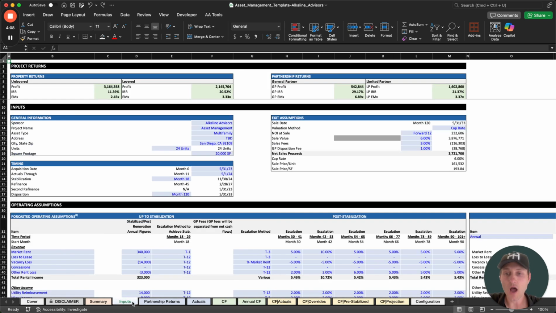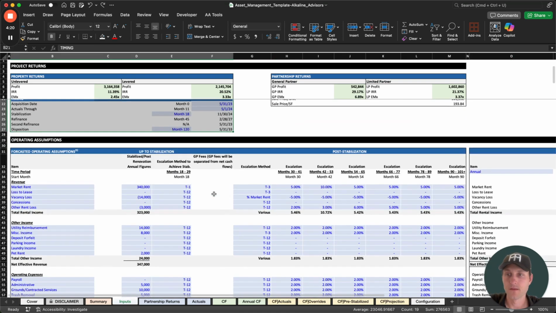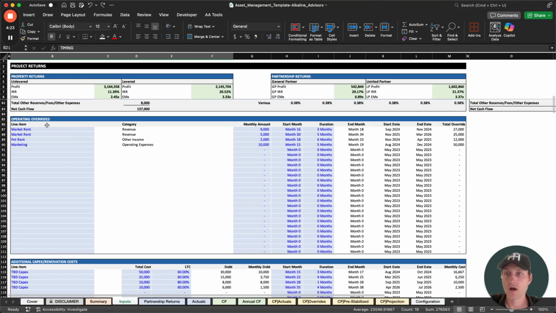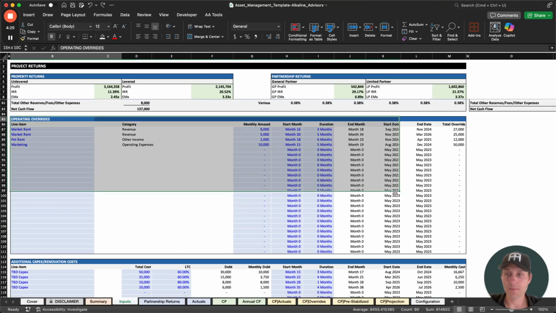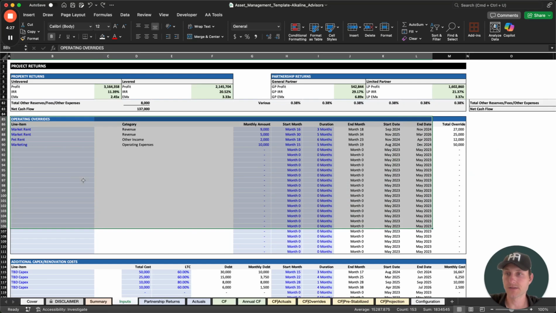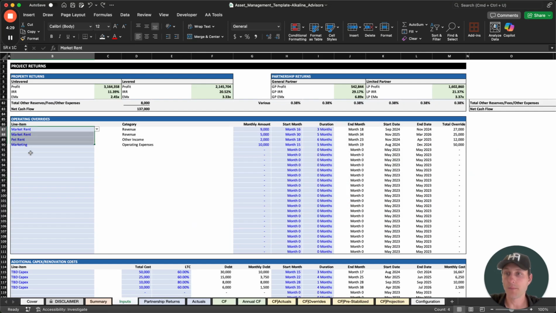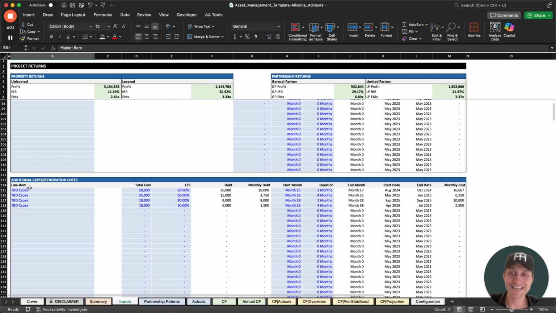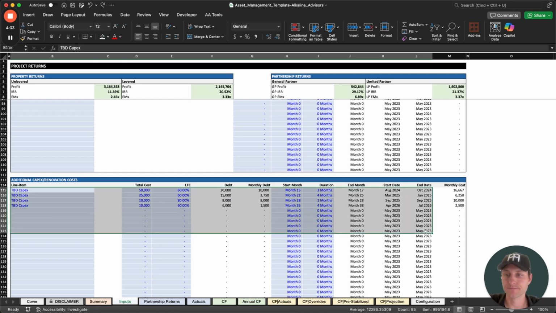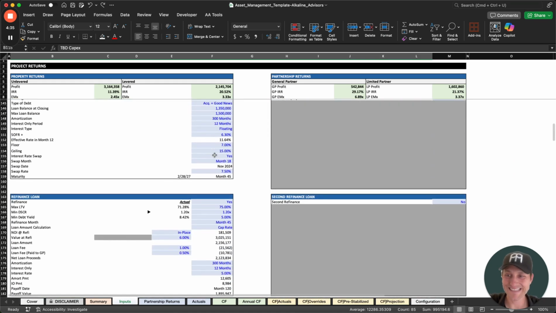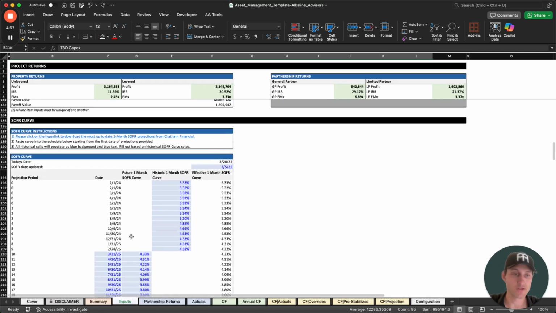So with that, let's hop back to the Inputs tab. I'm going to go through the inputs as they relate to general info, exit assumptions, timing assumptions, operating assumptions, and then the overrides. We have operational overrides as they relate to operations, and then we have additional CapEx and renovation. We have an existing debt and refinance, and then the SOFR curve.